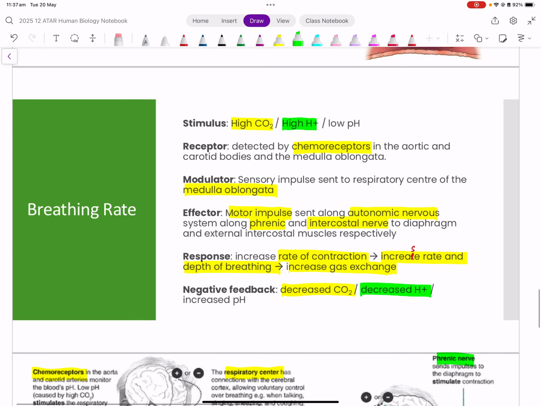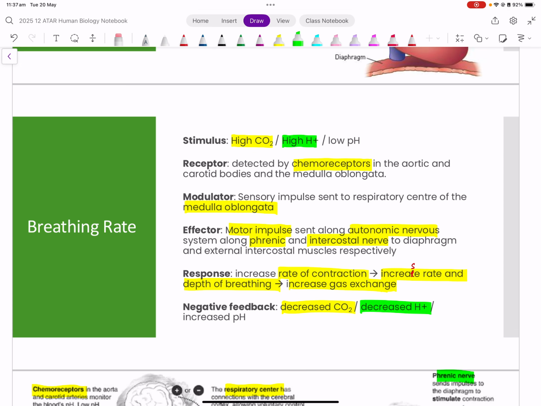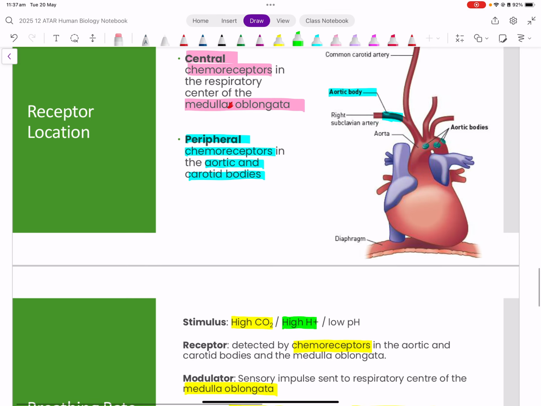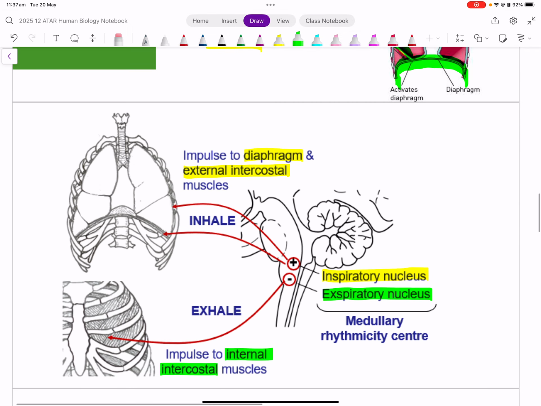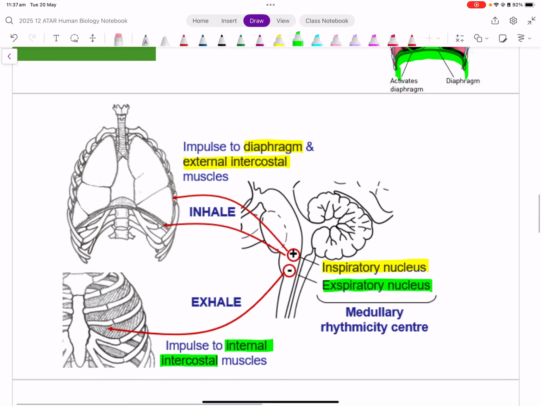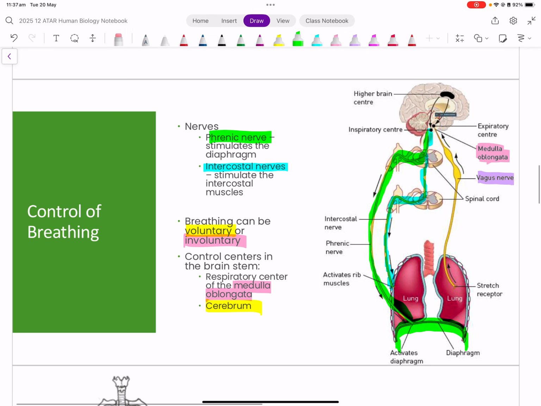So the main thing for you to note here is going to be each of these structures of this feedback loop. However, in order to understand this, it really comes back to an understanding of where the receptors are located and the role of the particular nerves and how they travel up to the medulla oblongata.